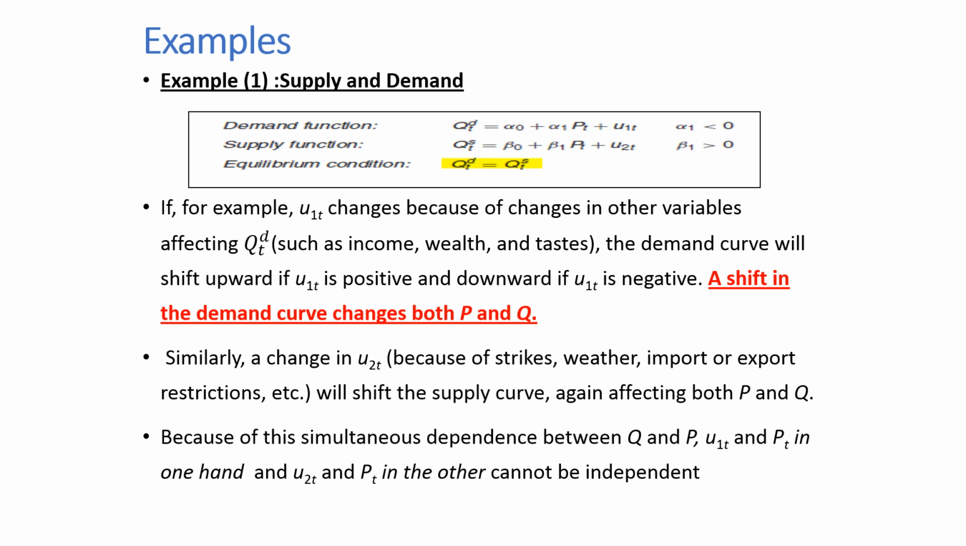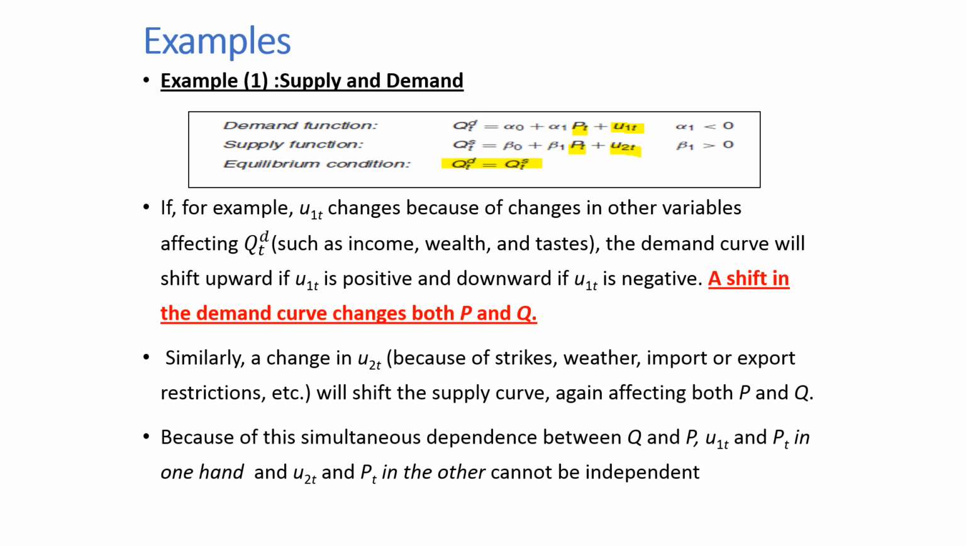At the equilibrium point, the quantity demanded and the quantity supplied must be equal. So now we need to check whether u1t and pt in the first equation are independent or not, and in turn whether u2t and pt in the second equation are independent or not. So now let us assume that a change has happened to u1. The factors affecting the quantity demanded have changed, all the factors except the price, of course. Any factor, that could be income, wealth, tastes, even fashion, has affected the quantity demanded.